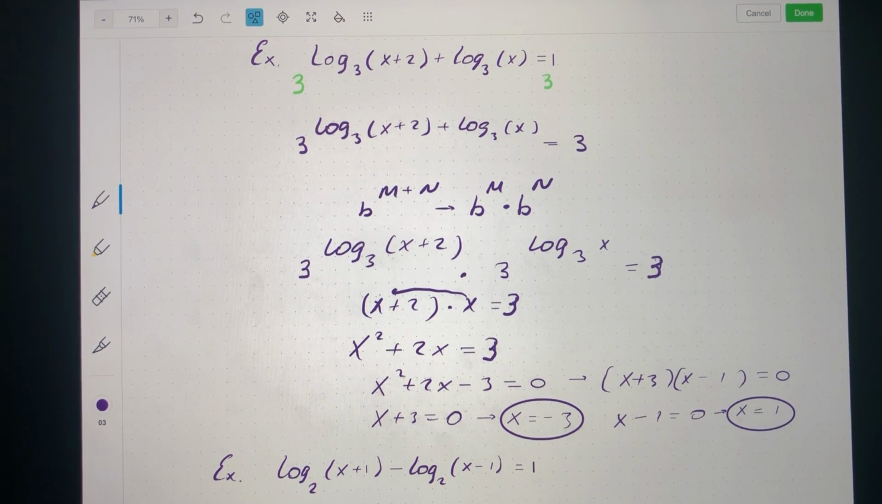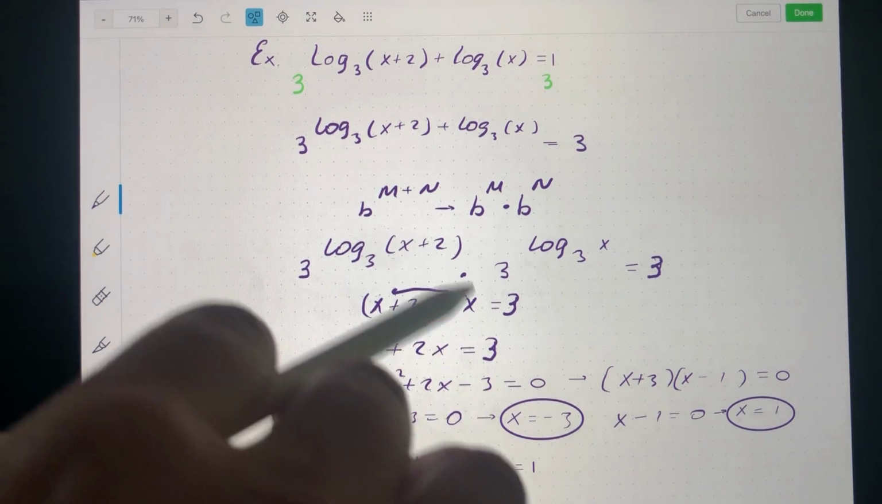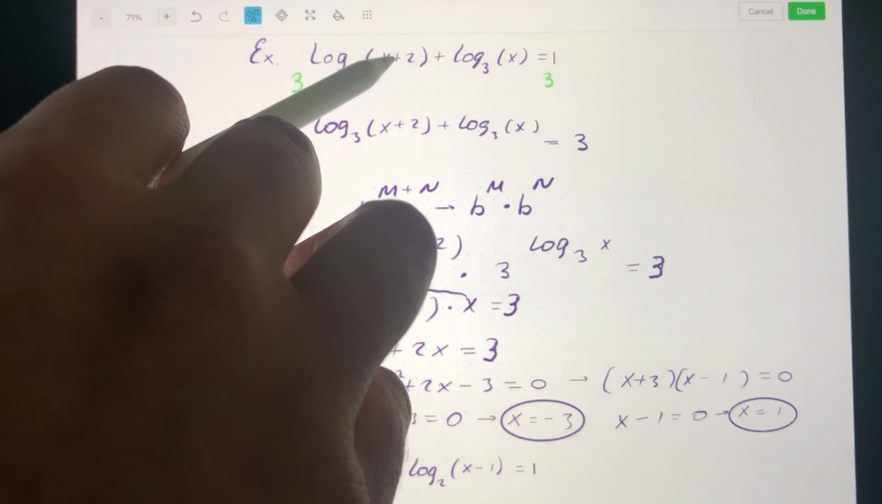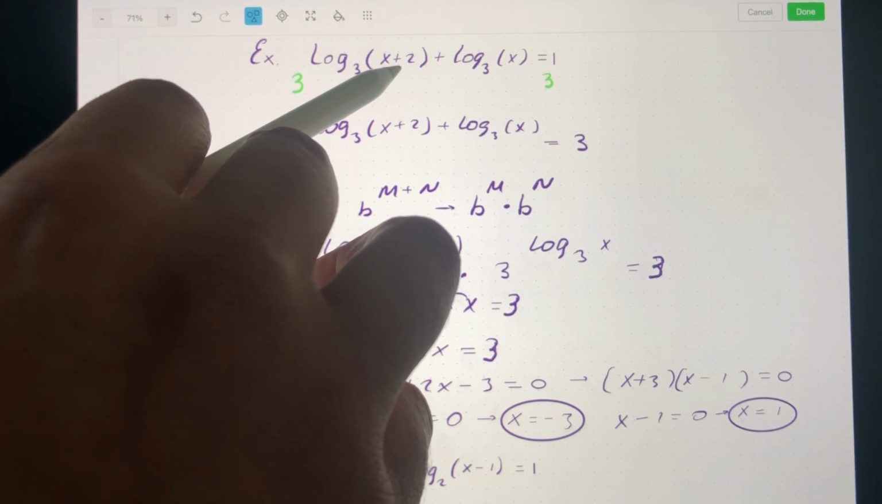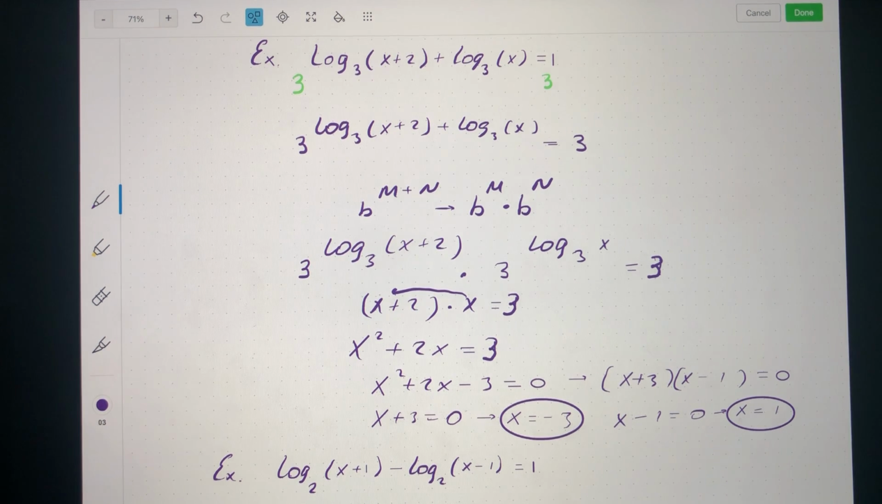Now we check for extraneous solutions. We have to make sure that when we use our answer in the original equation, it will not make the inside of a log negative or 0. And that means x equals negative 3 does not work. So the only answer is x equals 1.